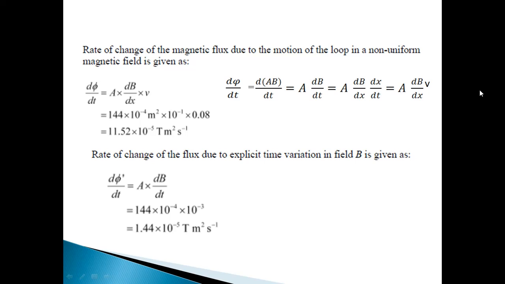Now rate of change of flux due to time variation in the field is given as d phi by dt equal to A into dB by dt. It is directly time variation dB by dt. So we have already the area is 144 into 10 to the power minus 4 and dB by dt is given as 10 to the power minus 3. So you get your answer to be 1.44 into 10 to the power minus 5 Tesla meter squared per second.